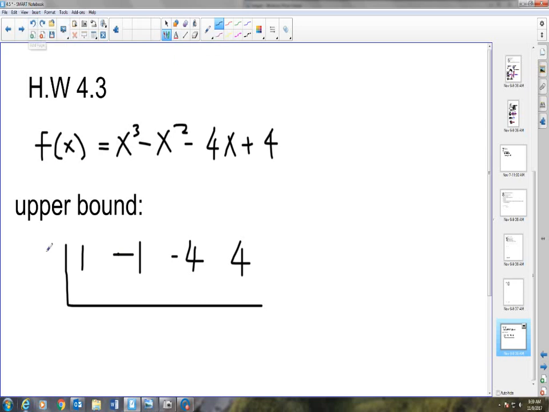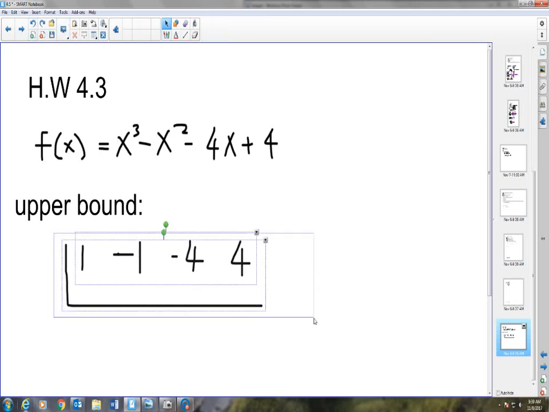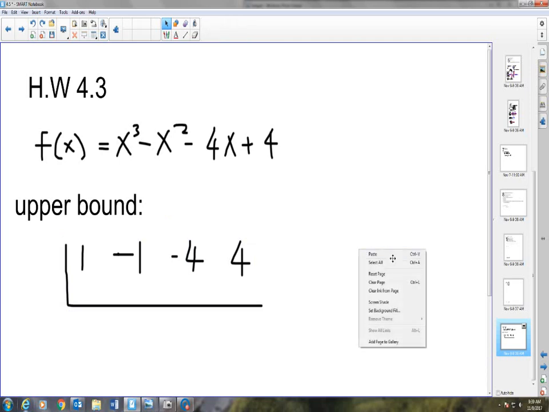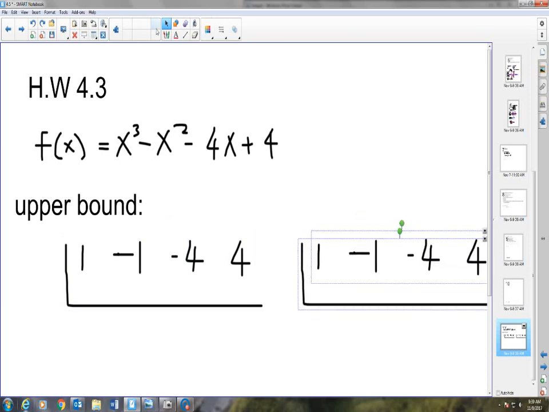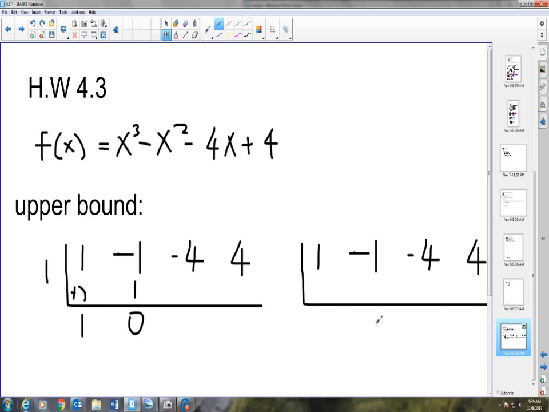I'm going to copy this real quick and put it right here, just in case you need to try another one. Alright, the smallest integer on the upper bound, to the right hand side of the origin. Bring down the 1. 1 times 1 is 1. So this is a 0. When 0 is right here, I cannot use it, because for the upper bound I want all these to be positive. So let's try another integer, 2.